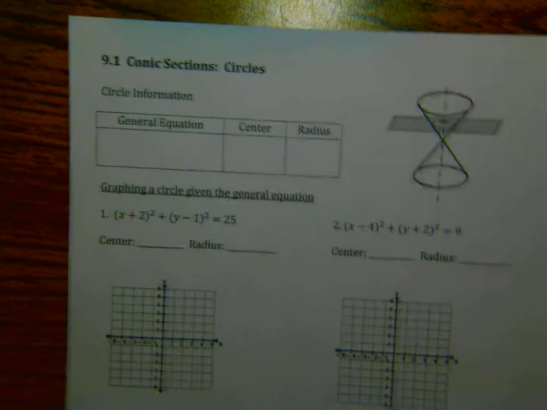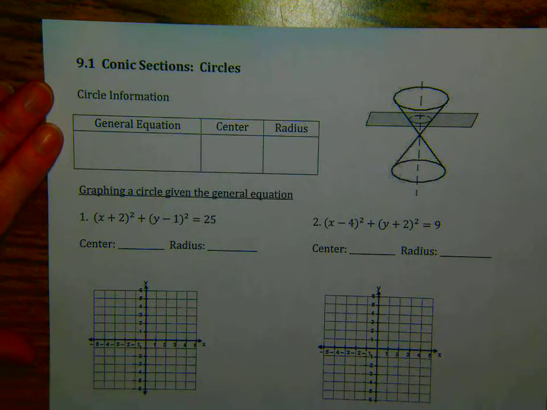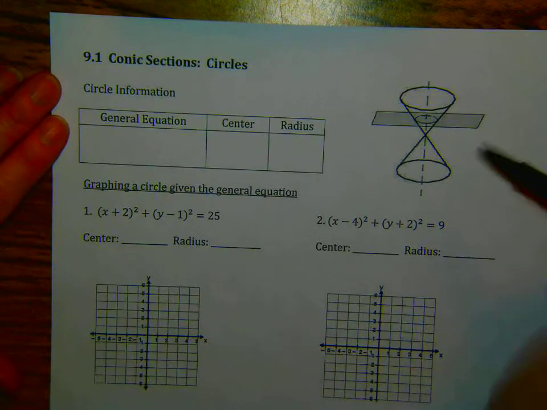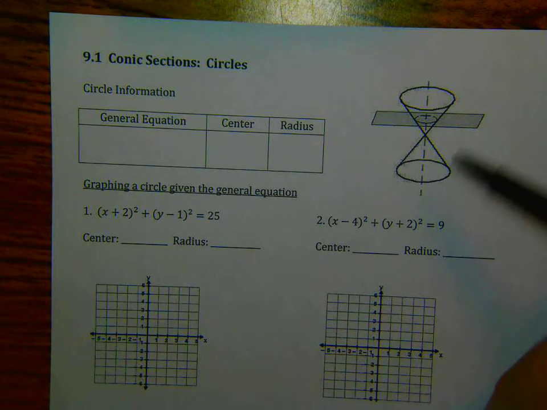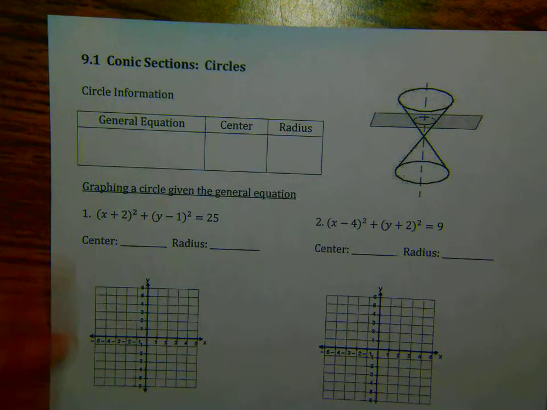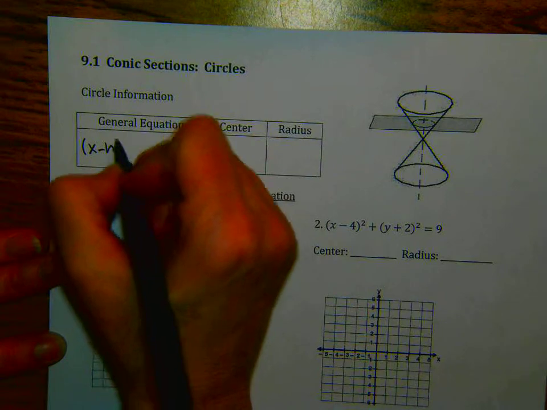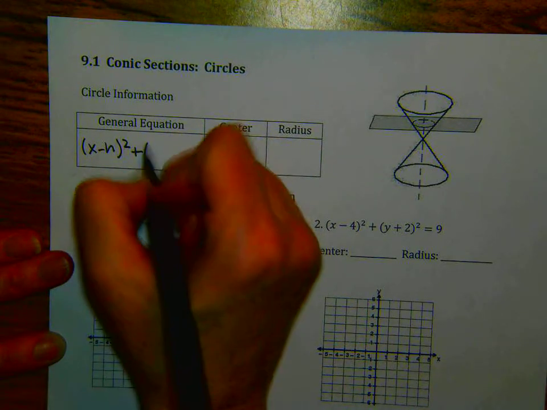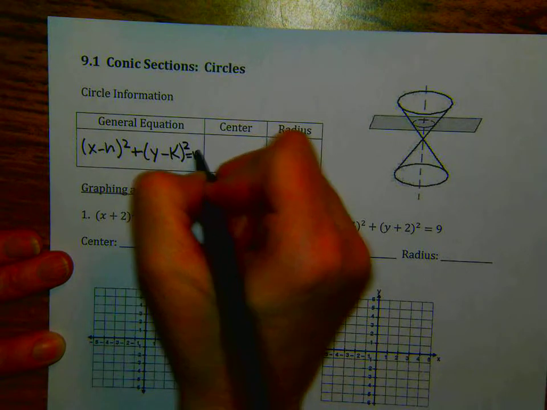Okay, conic sections, circles. If we have a conic section and we slice it horizontally, what do we have? We have a circle. So we're going to talk about that equation today. The general equation for a circle is (x minus h) squared plus (y minus k) squared equals r squared.